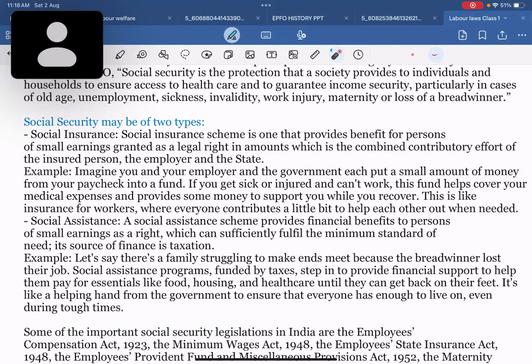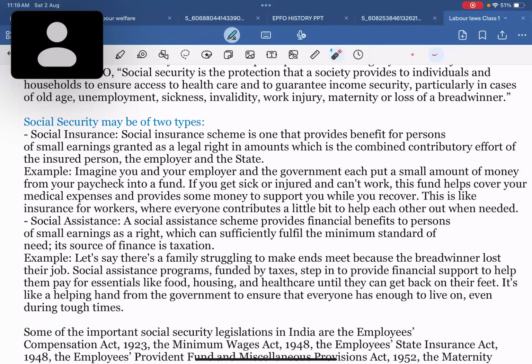Yes, tell me any social assistance scheme run by the government, central government or state government. Anyone who knows? APY, PM Kalyan, Sukanya Nidhi Yojana. Very good.